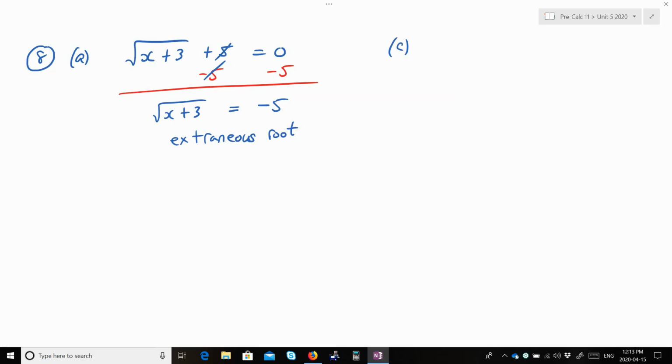And part C, 4 plus the square root of 2x minus 7 equals 0. We can even do it in a more sophisticated way. 4 plus something equals 0. You'd have to add negative 4. There's no way to get negative 4 out of a square root. Okay, because the only thing out of a square root is positive. So this one will have an extraneous root as well.